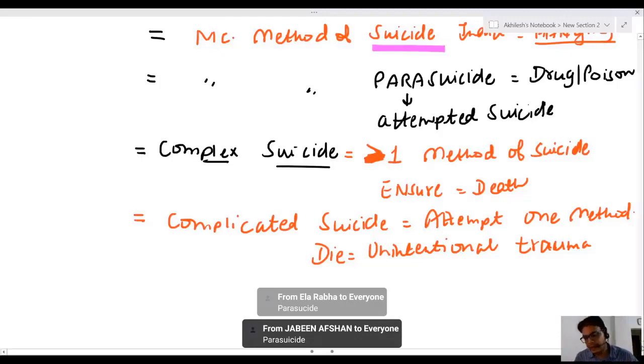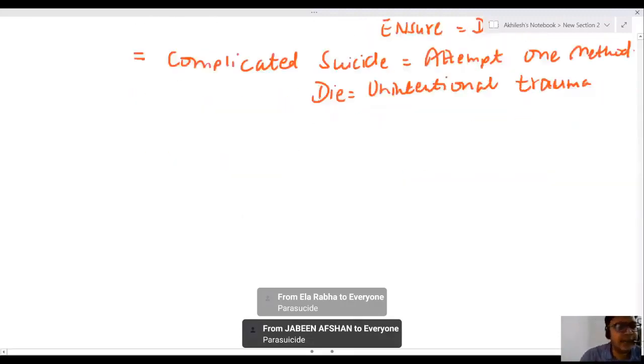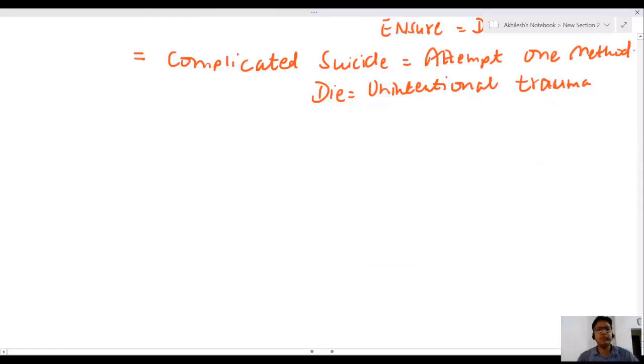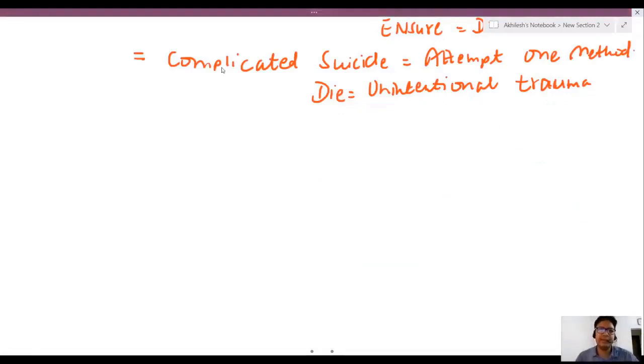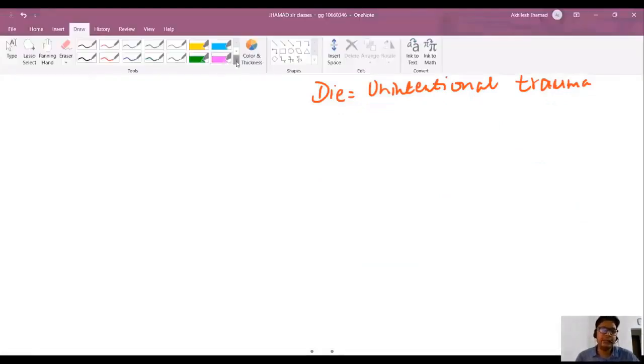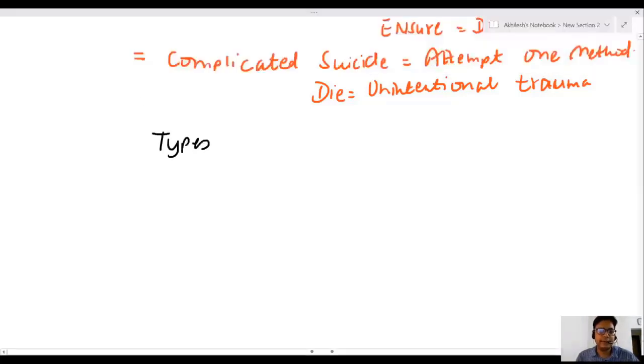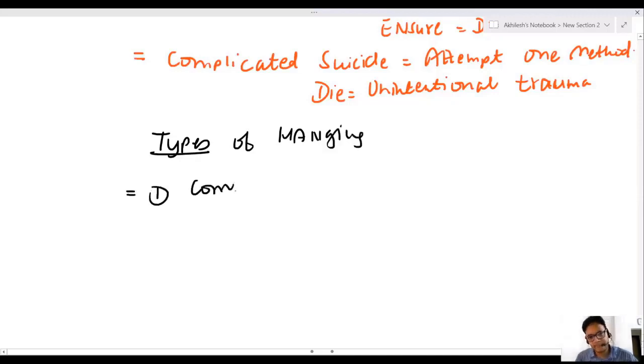But sir, in India, the most common method of suicide is hanging. Now, sir, I am coming to types of hanging. One is complete hanging.